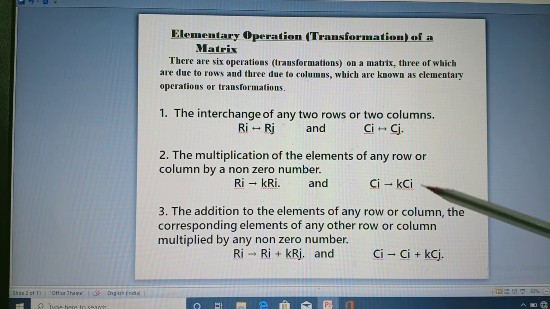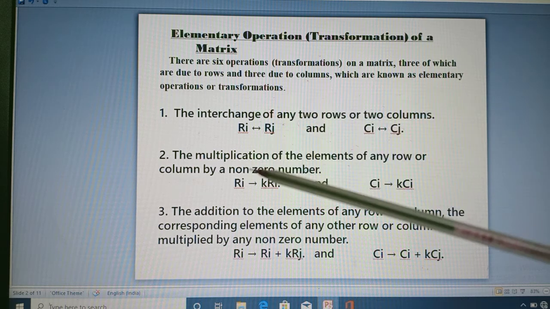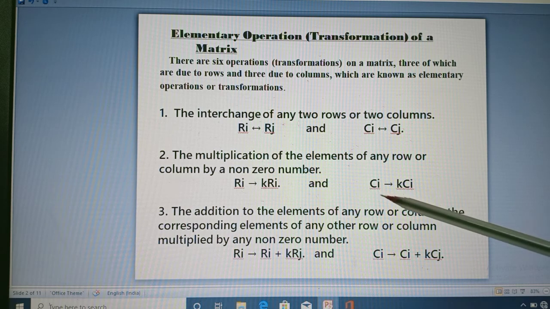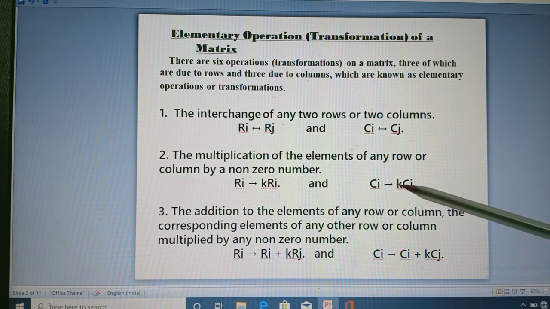The second operation is that you can multiply any particular row or column by any non-zero constant, a non-zero real number. So for example, Ri can be written as K Ri. What is K? K is a real number. Similarly Ci becomes K Ci. Any column can be changed like this.